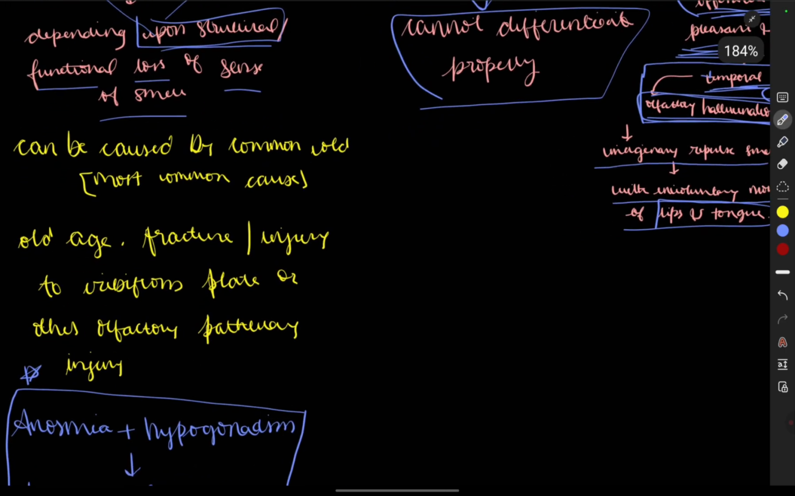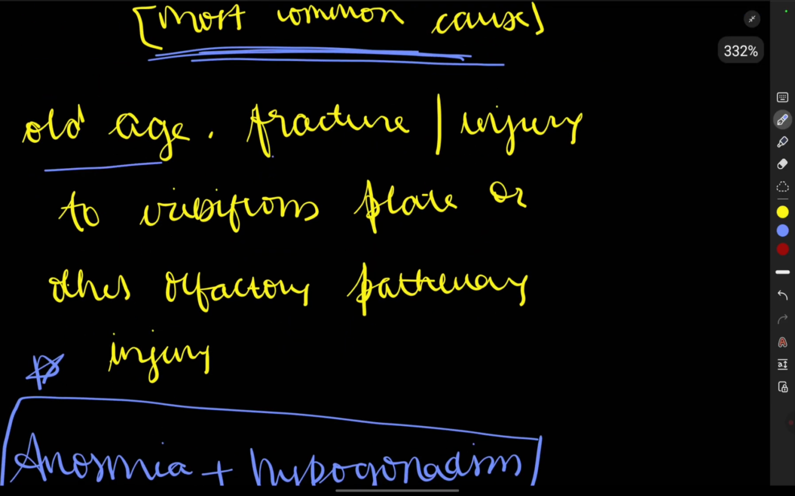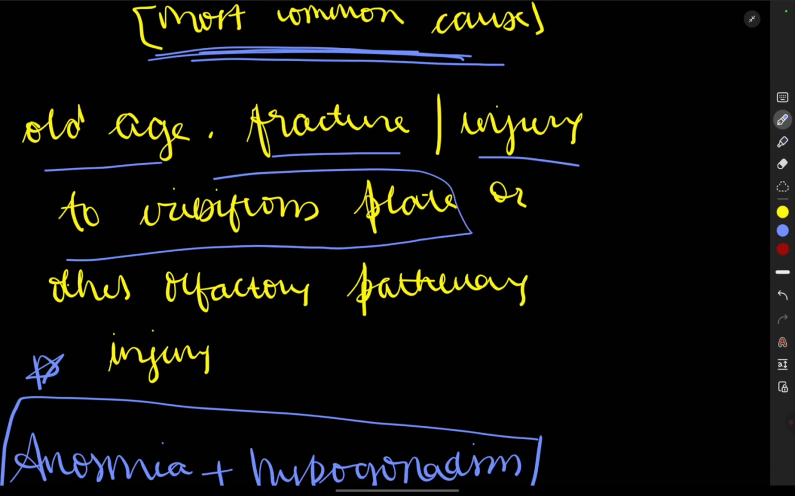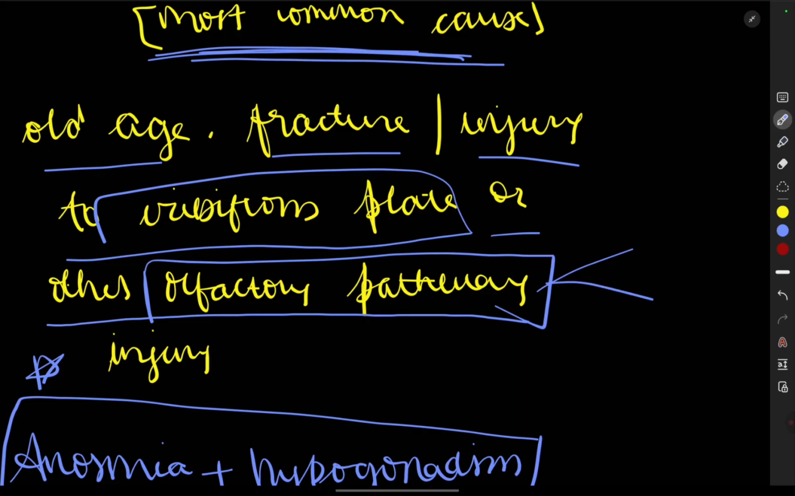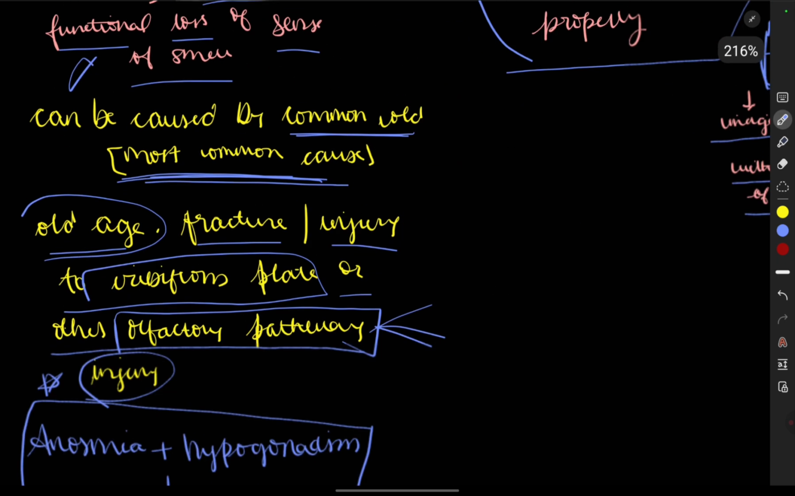And see, anosmia and hyposmia can be caused by the common cold. When there is a common cold, you won't perceive the smell, the sensations will decrease a little. It is the most common cause of hyposmia. Other causes are old age, or fracture or injury to the cribriform plate that we have seen, present in the ethmoid bone, or to the other olfactory pathways like the glomeruli, the olfactory bulb, the nuclei. Injury to these structures can also lead to dysosmia or directly anosmia.